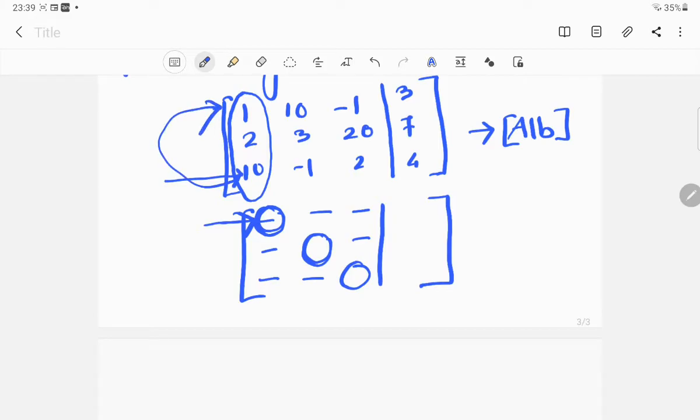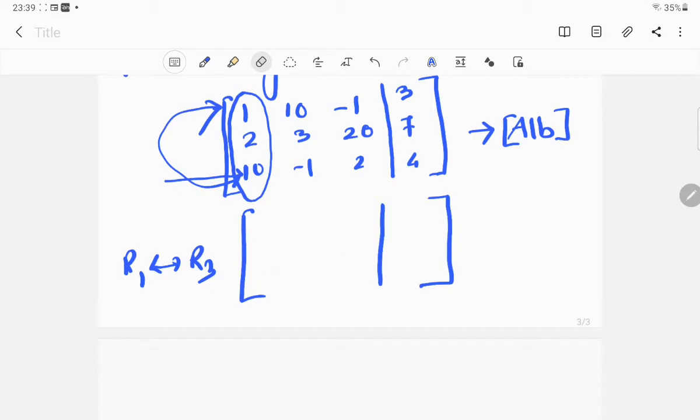What is a possible thing that we can do? R1 and R3 we can exchange, isn't it? So we remove this. The largest number will be brought here: 10, minus 1, 2 and 4, and it will come here: 1, 10, minus 1 and 3. The middle one will remain as it is, no changes.